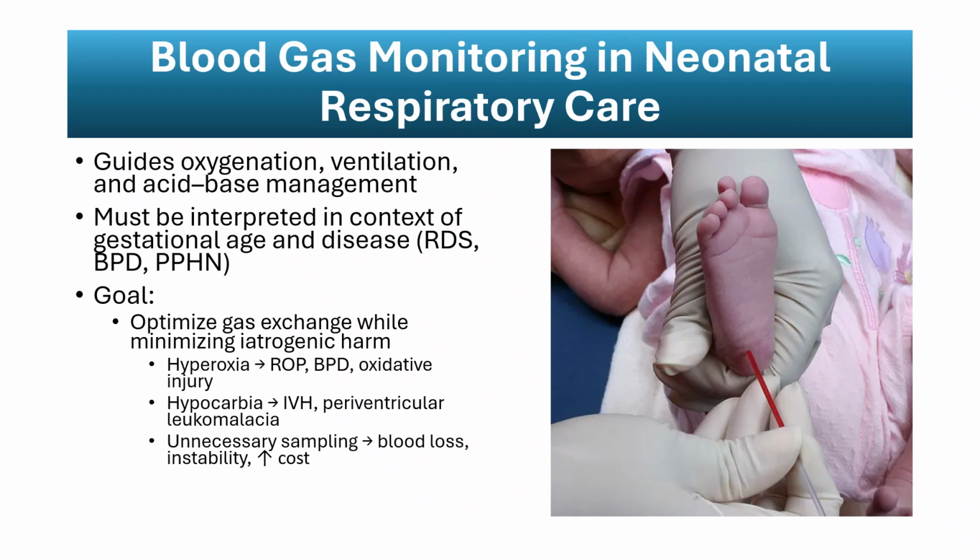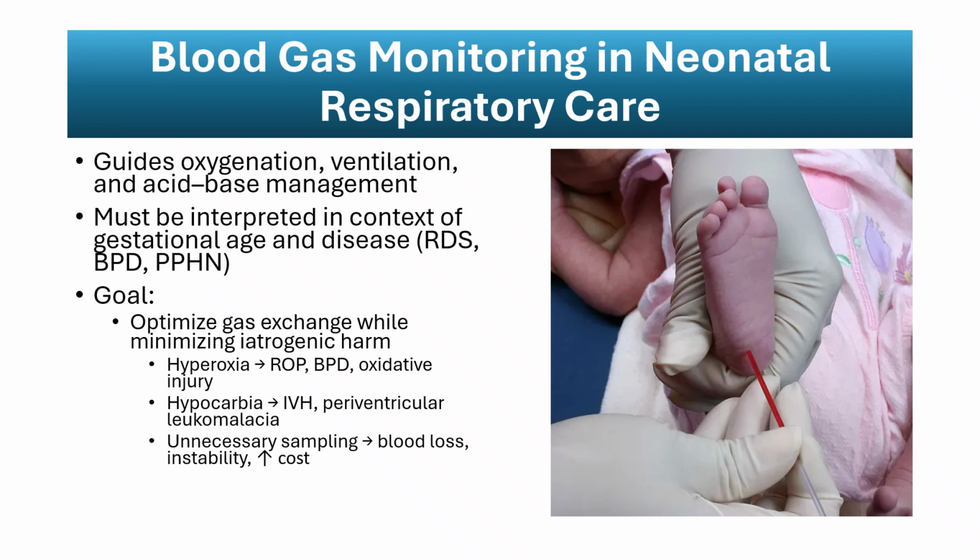The value of blood gas monitoring lies in identifying patterns over time. A gradual rise in PaCO2 with a stable oxygen requirement may signal declining lung compliance or inadequate tidal volume. A fall in PaCO2 with elevated pH indicates excessive ventilation and risk for cerebral vasoconstriction or decreased cerebral blood flow.